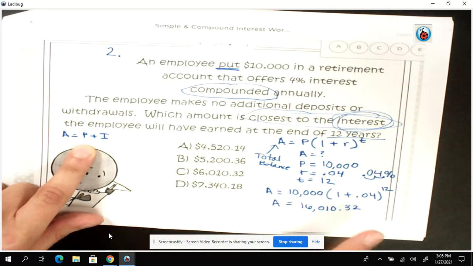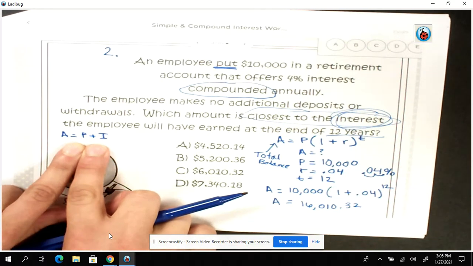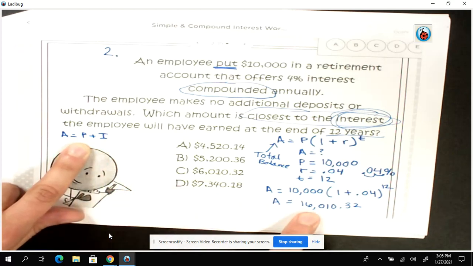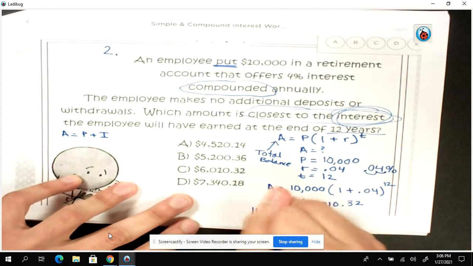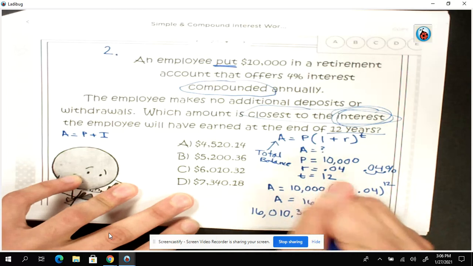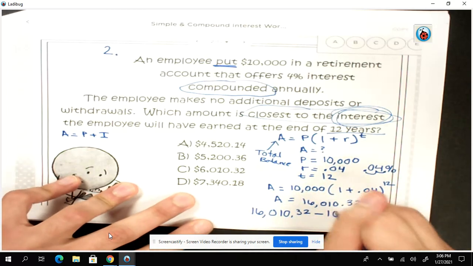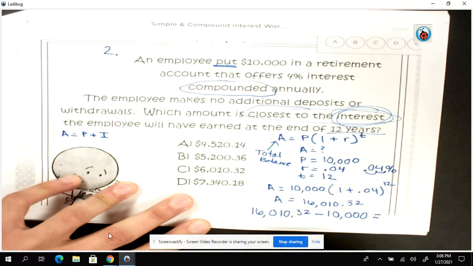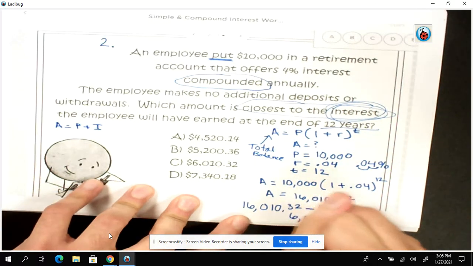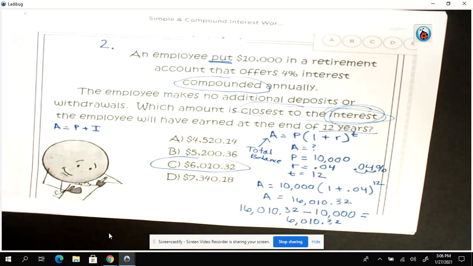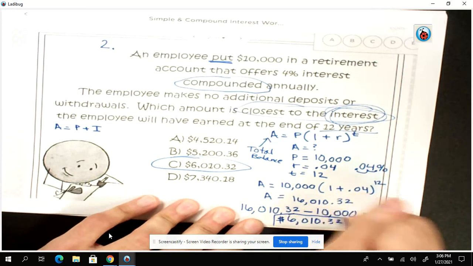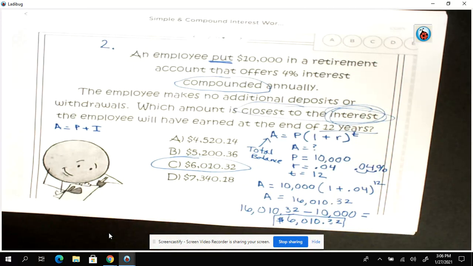So that means if we're given principal plus interest, we know the principal plus interest, but we don't know the interest. However, we know the principal. So what we can do is we can take that 16,010 and subtract the principal from it, which is 10,000, to get just the interest. And with that, you should get 6,010.32, which is going to be C. So be careful when computing with compounds and dealing with just finding the interest problem. This is how you'll do it. You'll have to subtract the principal from the A. All right, let's move on to 3.